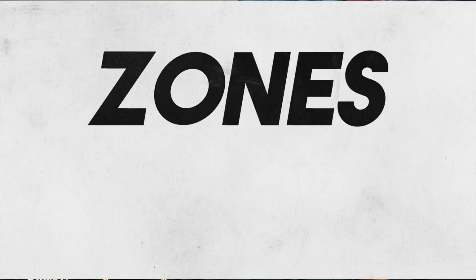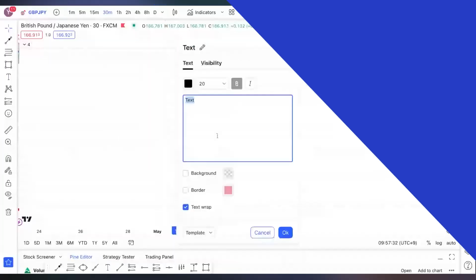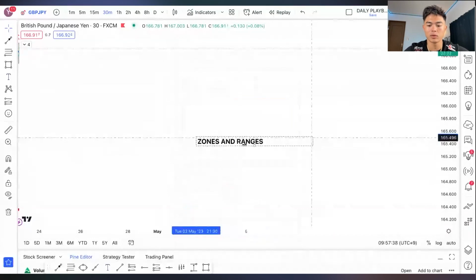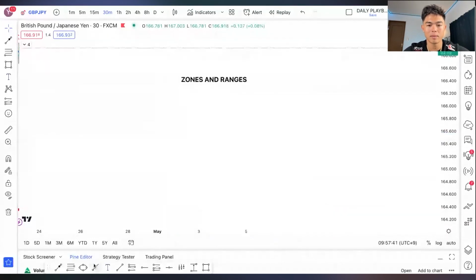What I'm going to explain today is a very simple concept. A way I like to trade is I like to think of two things, these two concepts of zones and ranges. You might ask, what are zones and ranges? Zones and ranges are very simple. To me, how I identify a zone equals a supply or demand level.